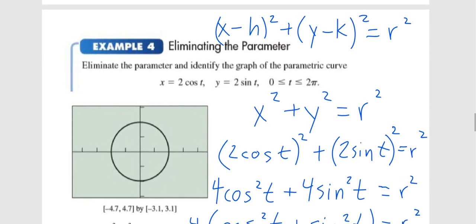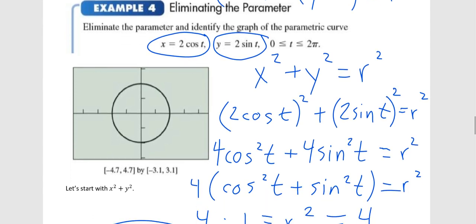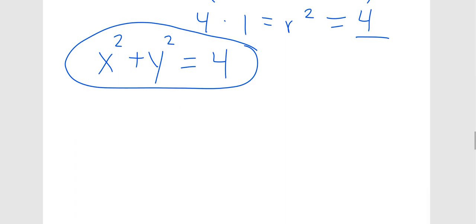Okay? Is there anything in the equations for x and y which would have told me the radius was 2? The square of the 2. How about the 2? Right. There we go. Okay, we'll move on.